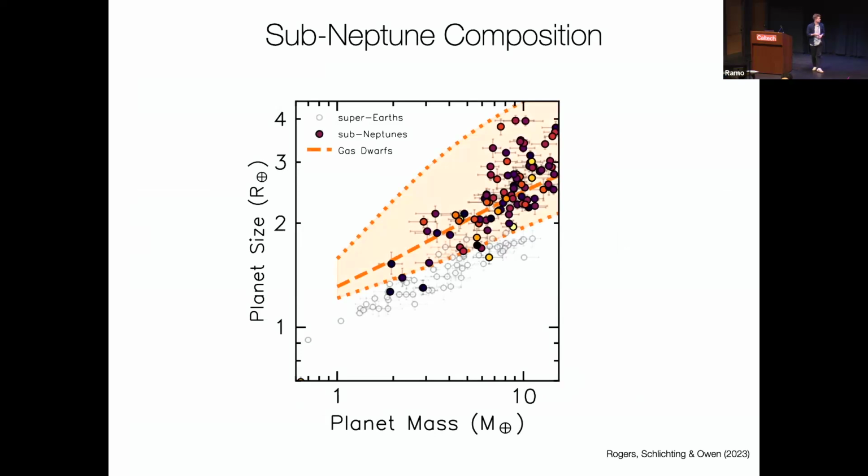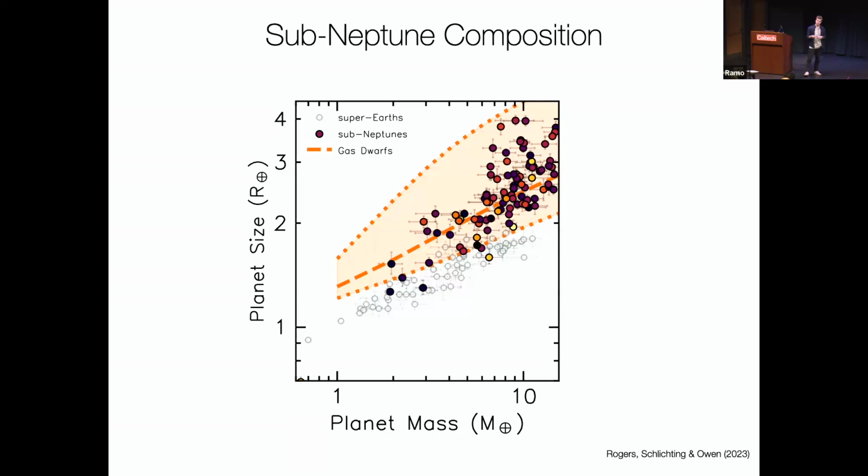Something we did in 2023 was we looked at the mass radius diagram, and we highlighted the sub-Neptunes, and we said, if they are in this scenario of Earth-like interiors with hydrogen-dominated envelopes, I'm going to call this the gas dwarf scenario, then these planets should sit between the dotted lines and should mostly cluster very roughly along this dashed line. And broadly speaking, this is what we see. So in the mass radius diagram, we're consistent with this gas dwarf scenario.